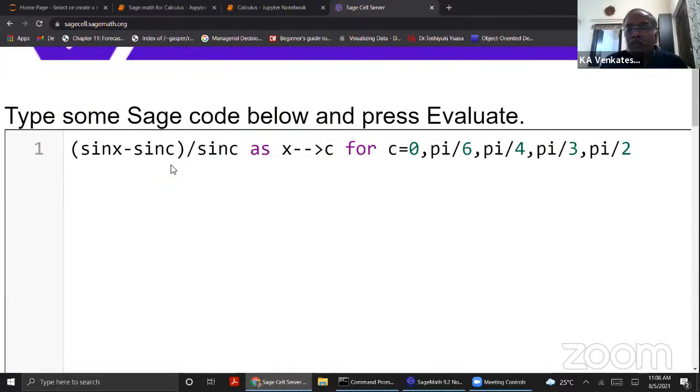So this is the problem. Use it as a practice problem using a for loop. Define the values in a list, then use it. Hope you have taken 0, pi by 6, pi by 4, pi by 3, pi by 2.